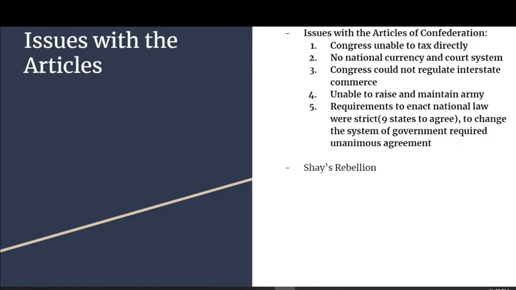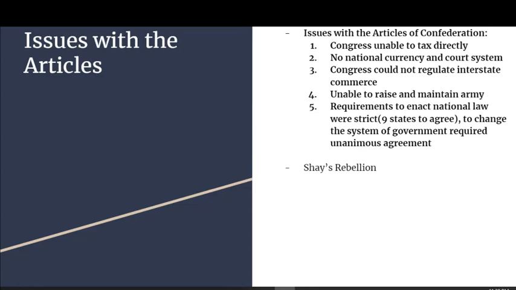And now we have to understand why the Articles failed. So the first issue was that Congress couldn't tax directly. They needed money, and they just couldn't get it, as the Articles of Confederation didn't say that Congress could tax directly. Then there was no national currency and court system.